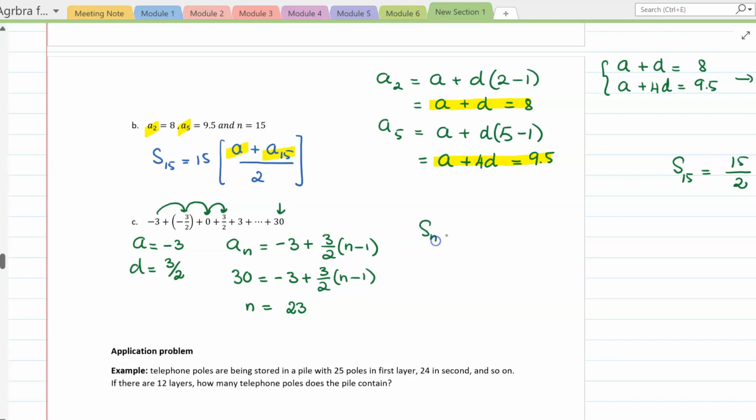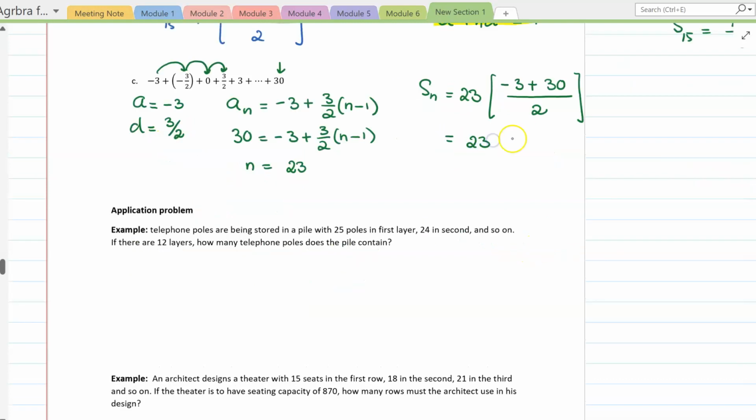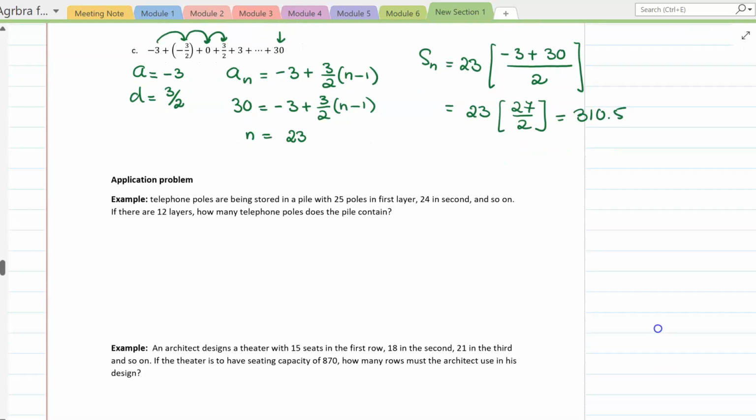So S sub n is equal to 23 times -3 plus 30 divided by 2. 23 times 27 divided by 2. So the sum of the first 23 terms is 310.5.